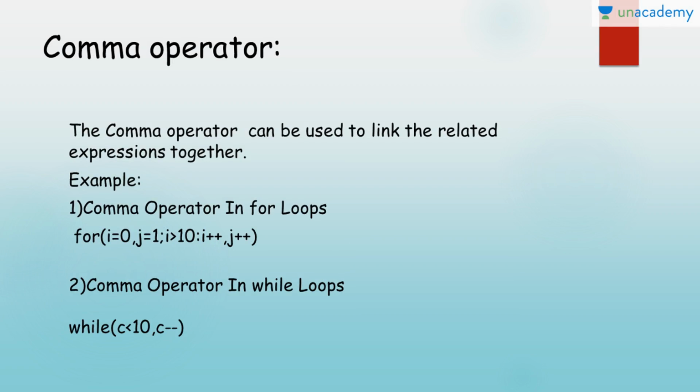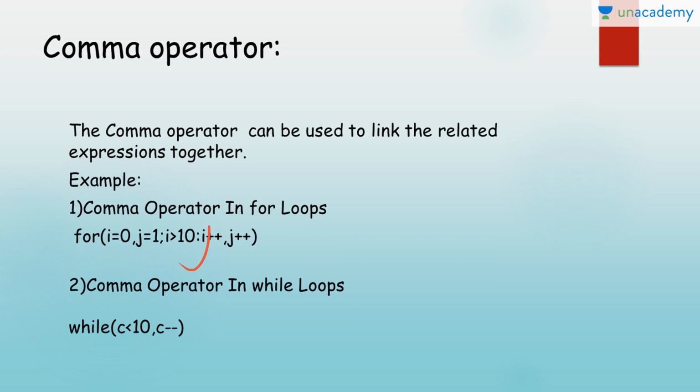First we'll learn about the comma operator. The comma operator can be used to link related expressions together. Meaning we'll have many expressions, and it links some related expressions together. For that we use the comma operator. For example, take a for loop. I'll be teaching loops in the upcoming lessons, but for now just understand this. In a for loop, this is the syntax. This is the representation of the for loop. In this syntax, this represents the initial condition.